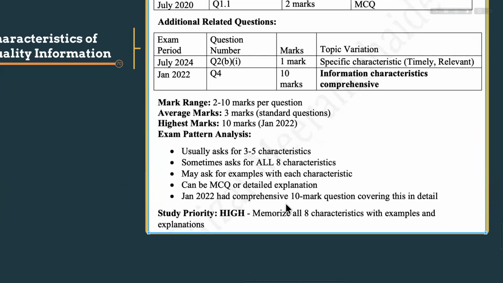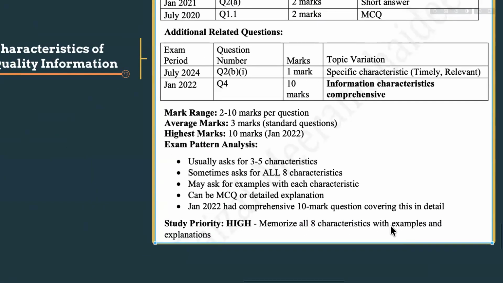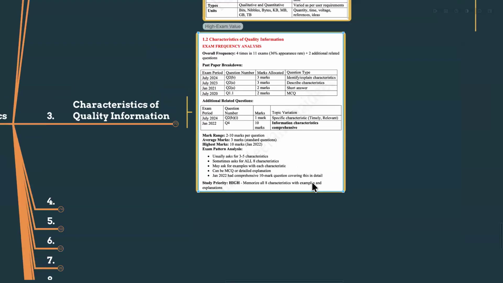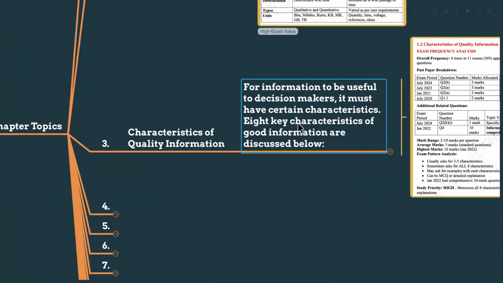In the exam paper pattern I have analyzed, they usually ask for 3 to 5 characteristics, so you have to remember at least 3 to 5 characteristics. Sometimes they ask for all 8 characteristics. They may ask for examples with each characteristic. It can be an MCQ or a very detailed explanation. As I mentioned earlier, January 2022 had a very comprehensive 10-mark question covering this in detail. The study priority is very high because you have to memorize all 8 characteristics with examples and explanation. So I'm giving you the importance of each topic so you can get ready for the examination, right?